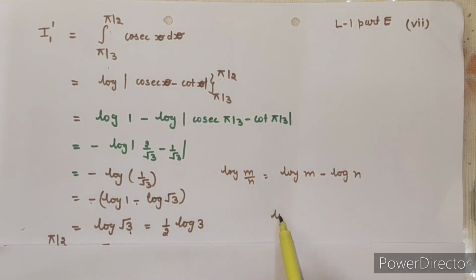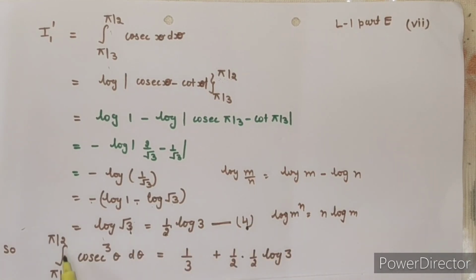I am using the formula log of m power n is n log of m. So the under root power is 1 by 2. So it gives 1 by 2 log of 3. Write down, this is equation number 4. Use this for equation back in the equation number 3.